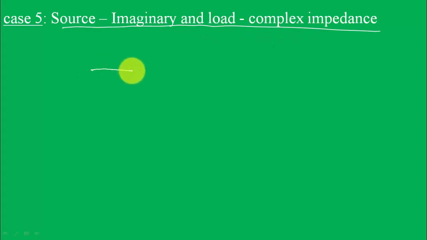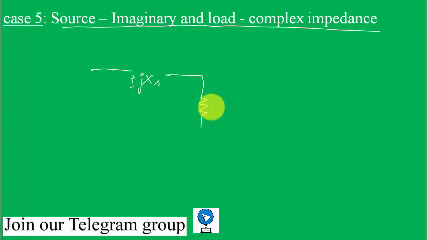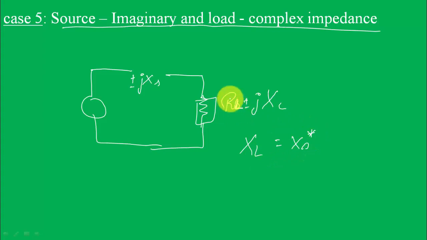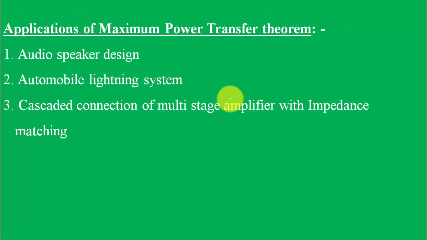Fifth case: the source is imaginary and the load is a complex impedance. Your source is either capacitive or inductive, plus or minus J times XS, let us assume, and your load impedance is complex, that is, resistive and capacitive, or resistive and inductive. So let me consider a black box. This block will be RL plus or minus J times XL. So what is the condition on XL? XL should be the complex conjugate of XS, but RL can be any value of your choice.